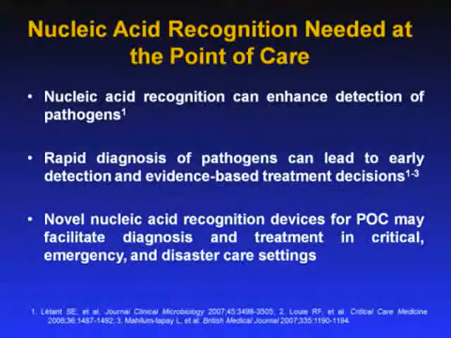Nucleic acid recognition at the point of care is important. Recent studies have demonstrated that point-of-care nucleic acid recognition tests, particularly PCR-based assays, have the potential to enhance detection of pathogens. This rapid diagnosis of pathogens could lead to early evidence-based treatment decisions. Additionally, novel point-of-care nucleic acid recognition devices may facilitate diagnosis and treatment in critical, emergency, and disaster care settings. I am now going to provide you with an example to demonstrate the value of a highly sensitive point-of-care nucleic acid recognition test.